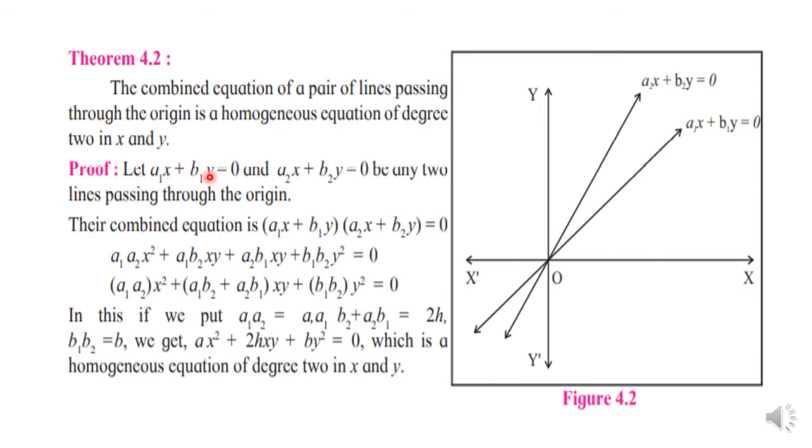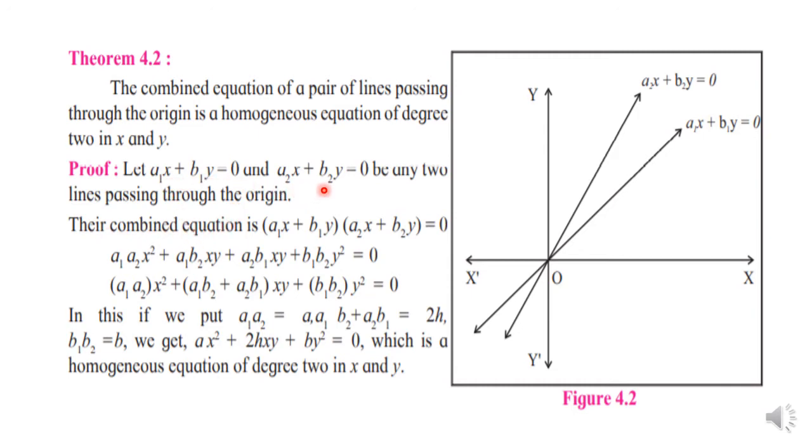So over here, suppose a1x plus b1y is equal to 0 and a2x plus b2y is equal to 0 are the two lines passing through the origin. So in the figure, as you can see, those lines have been given over here. They are passing through the origin. Now from our previous theorem and the previous part of the lecture, we have already learned that for two lines u is equal to 0 and v is equal to 0, we can write the combined equation as u into v is equal to 0.